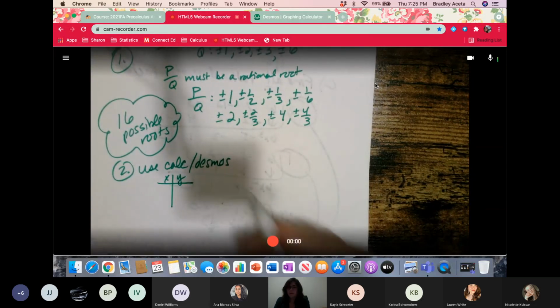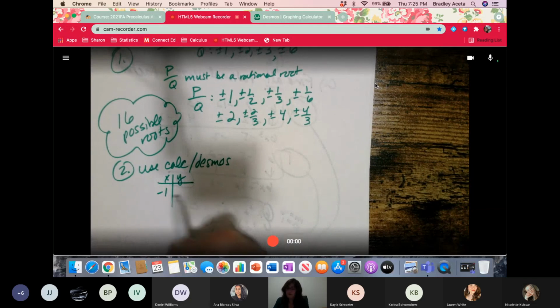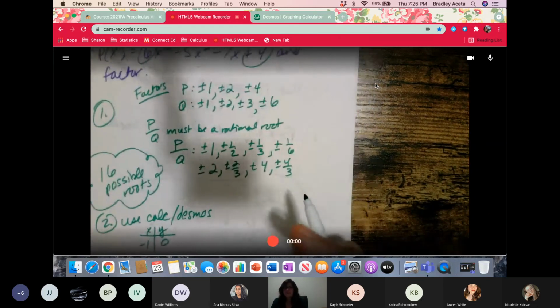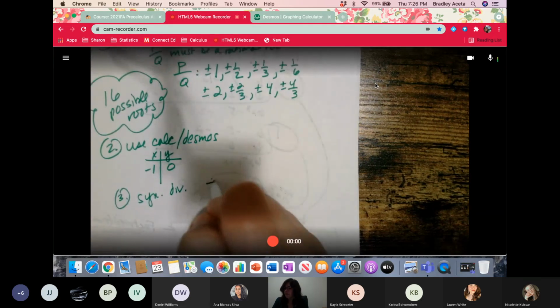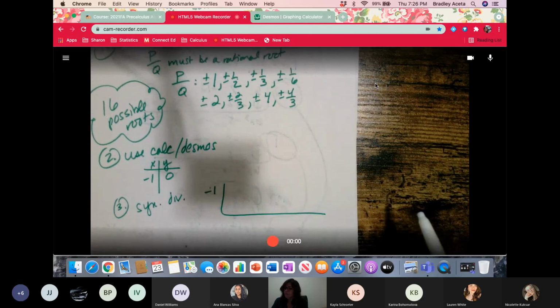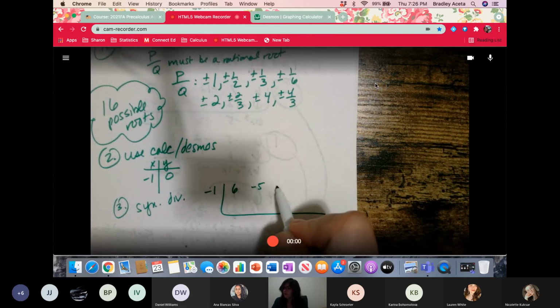So use your calculator or Desmos. And I'm going to give you the one that I found in my notes here. I found -1. -1 worked, okay? Which, by the way, that's the trick: you always try the ones. You hope they will work. So we're going to synthetically divide by -1, excuse me, into 6, -5, -7, and 4.